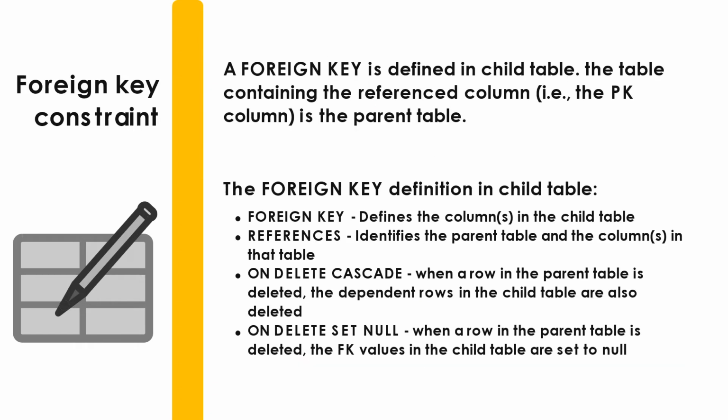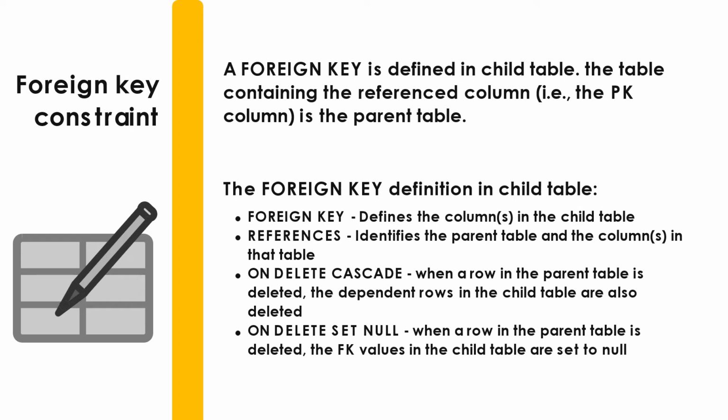Next is the foreign key constraint. If we can recall, a foreign key is defined in the child table. The table containing the reference column is the primary key column in the parent table. The foreign key condition in our definition in the child table is as follows. We have the keyword foreign key, which defines the columns in the child table, references, which identifies the name of the parent table and the columns to be referenced by that foreign key, and we can either add ON DELETE CASCADE or ON DELETE SET NULL afterwards.